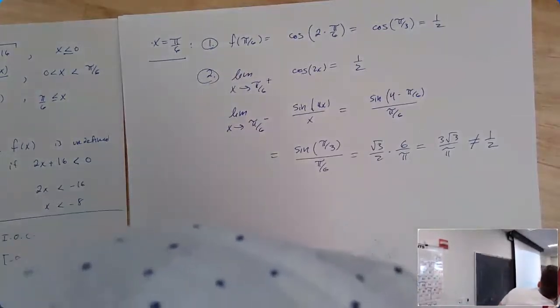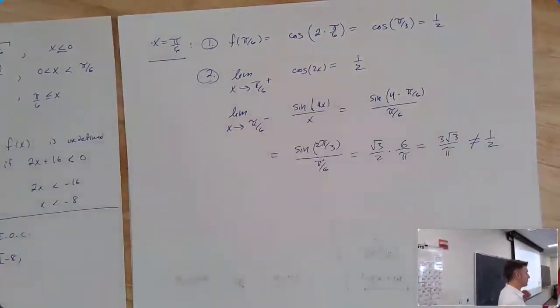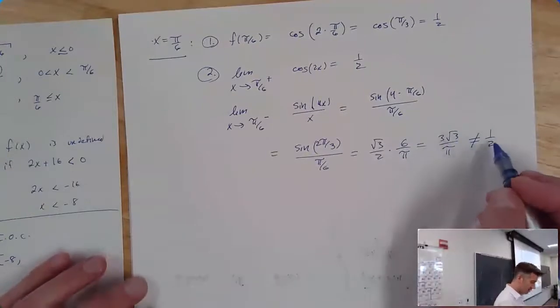Yes, apologies, sorry about that. Yep, that's a 2 pi over 3. Fortunately, sine of 2 pi over 3 is also root 3 over 2, so our answer didn't change. But yes, you're right, it definitely is 2 pi over 3. I was just thinking about the pi over 3 part. So all right, this is 3 root 3 over pi, which is not equal to 1/2.